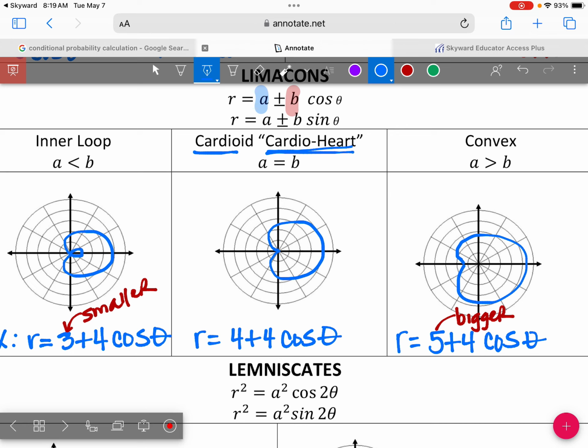I'll show you how to play with it on the polar grapher, so you're not actually doing it by hand. You're going to use the online grapher, pick your graphs, and then transfer that picture to a board. All right.